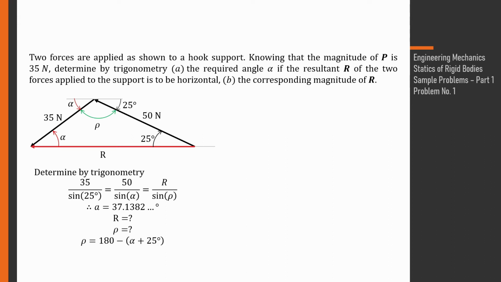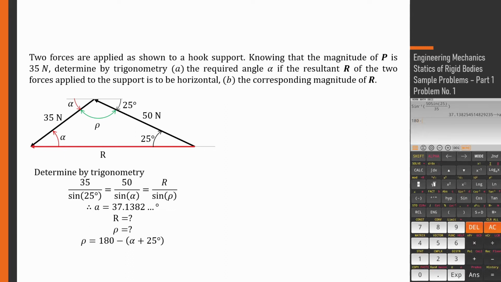Next is ρ. For the value of angle ρ, it is 180 minus the quantity alpha plus 25 degrees. The sum of the interior angles of the triangle should be equal to 180 degrees. Therefore, alpha plus ρ plus 25 degrees is 180 degrees. So ρ is equal to 180 minus the quantity alpha plus 25 degrees. So 180 minus, stored at A, alpha plus 25 degrees. Therefore, angle ρ is equal to 117.8617 and so on degrees.